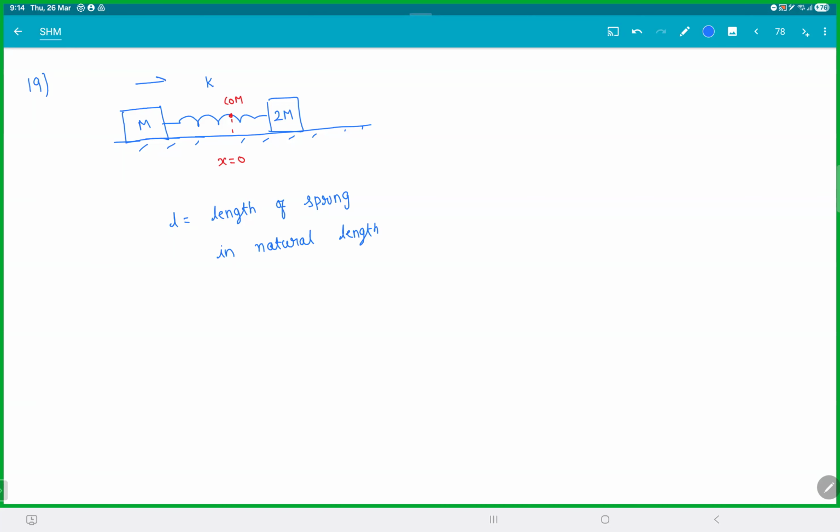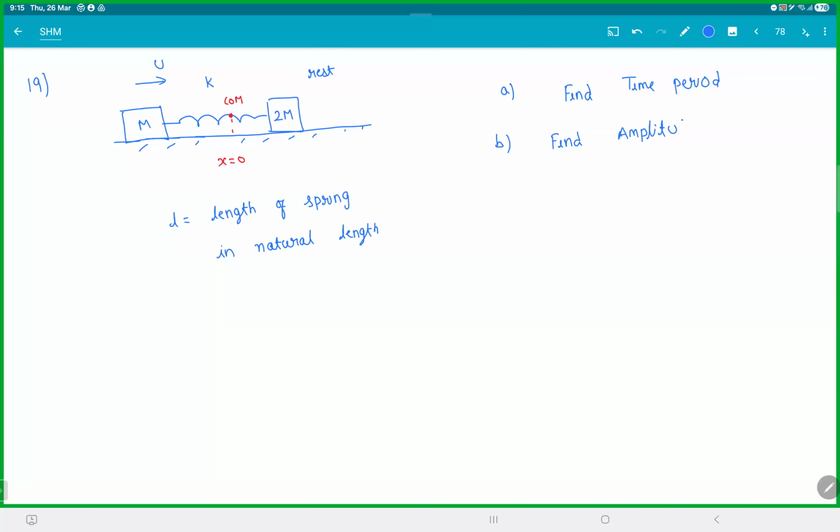Now someone gave this block speed u, right? And the other block was initially at rest. Find the time period. Find the amplitude of the blocks.